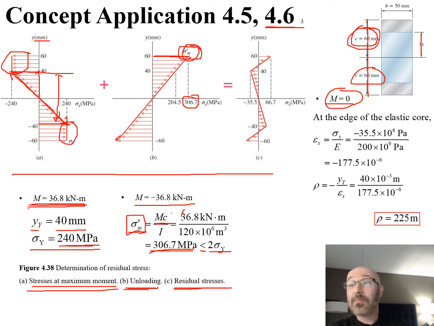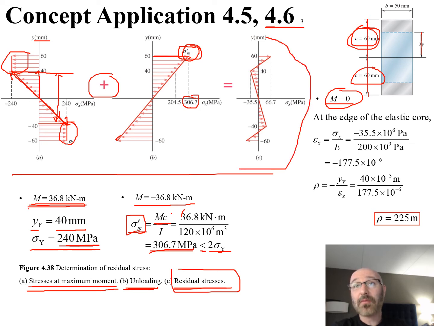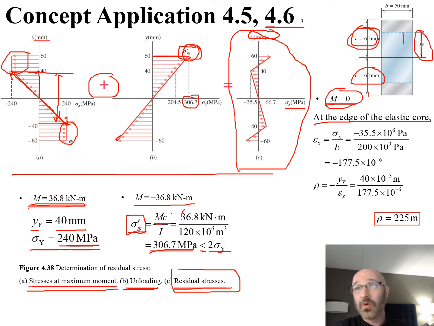Now, if we were to add parts A and B together, like they show in this figure, our stress at the maximum moment and our unloading, we'd end up with C, our residual stresses over here. We see the following graph. We still have our sigma sub x on our x-axis and our y on our y-axis. And this is for a value of M equal to 0. So we're at the edge of that elastic core. Again, this is our elastic core. Total thickness is 2 times y sub y for that elastic core region.